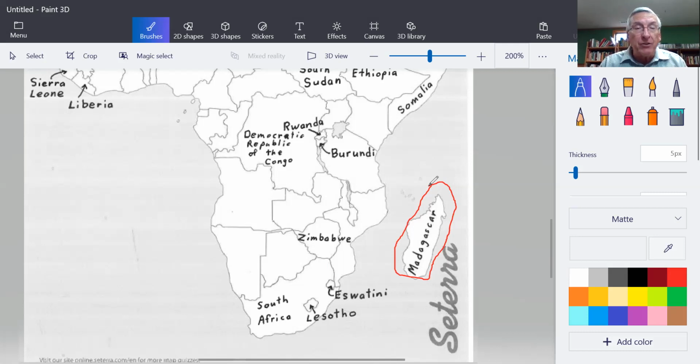So, all right, those are the 5 countries we've got down in the south. We've got Madagascar over here, Zimbabwe, Eswatini, Lesotho, and South Africa. Be studying those, get to know where everything is in Africa. Those are the last countries we're going to look at in Africa.